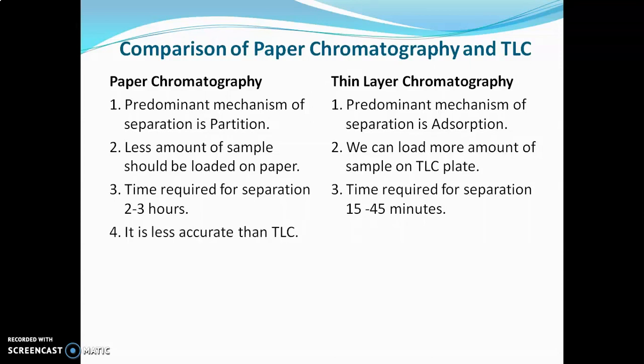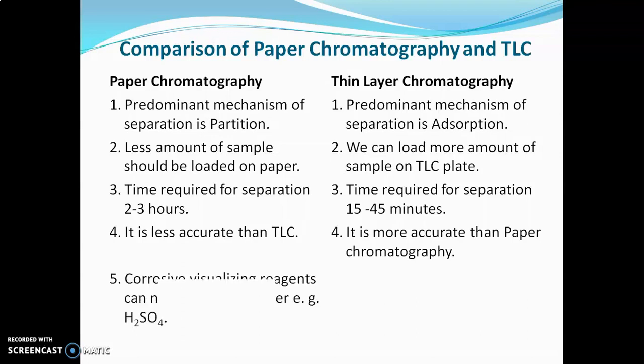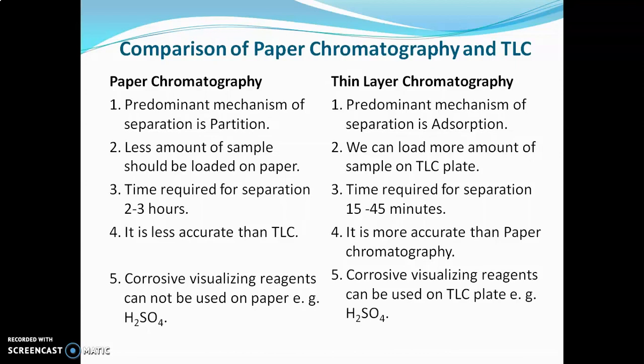Paper chromatography is a less accurate technique than TLC, while TLC is more accurate than paper chromatography. Corrosive visualizing reagents cannot be used on paper. For example, sulfuric acid as a visualizing reagent cannot be used on paper, otherwise the paper will burn. On the other hand, in TLC, corrosive visualizing reagents can be used on the plate because silica gel G or alumina will not burn with sulfuric acid.